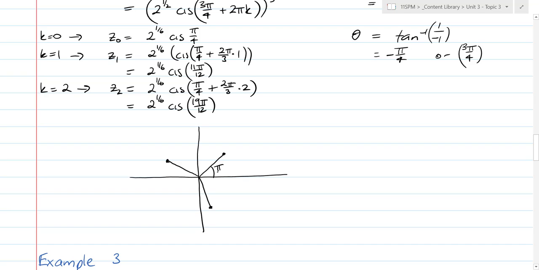And you should know here, if you drew this out with degrees, it'll be simpler for you to see. Each of these gaps will be 120 degrees. It'll be perfectly rotationally symmetrical around your Argand diagram, all with the same length, 2 to the power of 1/6. Any questions?